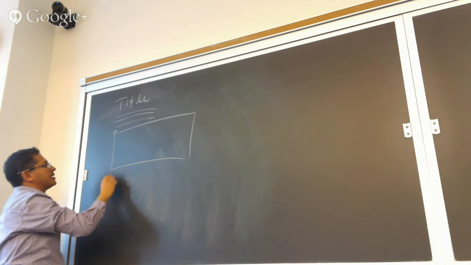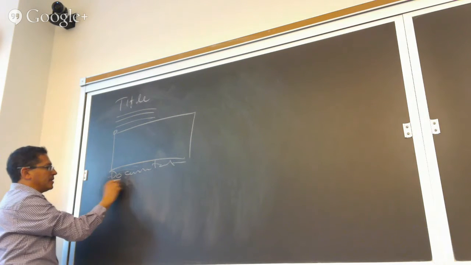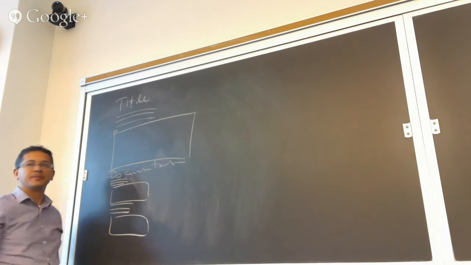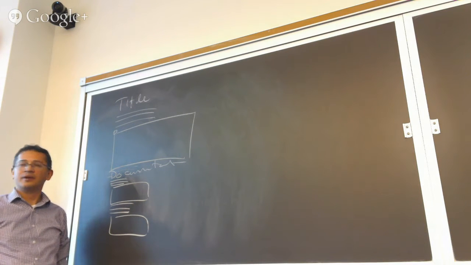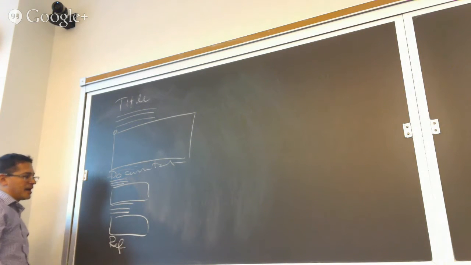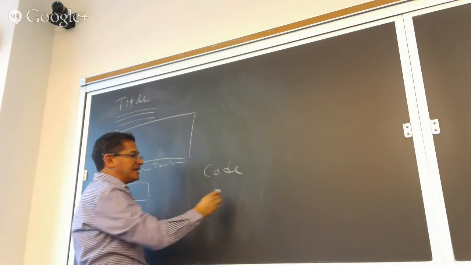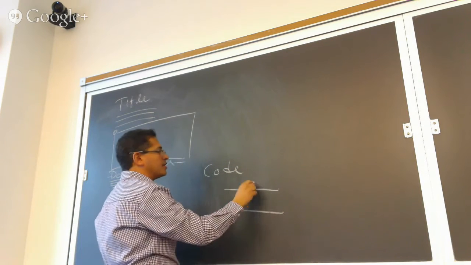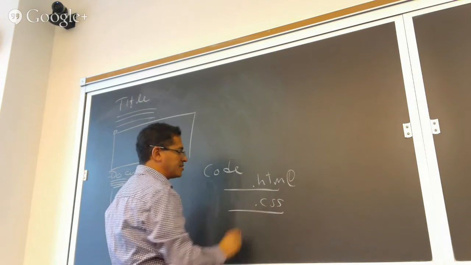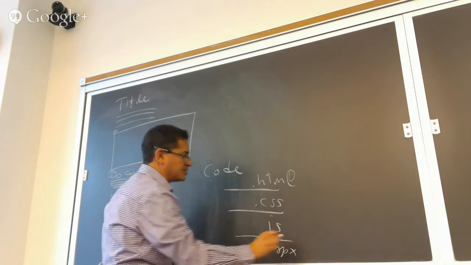So you might have documentation, and then a blurb, perhaps a piece of code, some piece of code. And then at the bottom, you can have references. And then at the bottom, you can have a section called code. And you have links to your .html, any .css that you're using, any JavaScript that you're using, any ASPX that you're using.